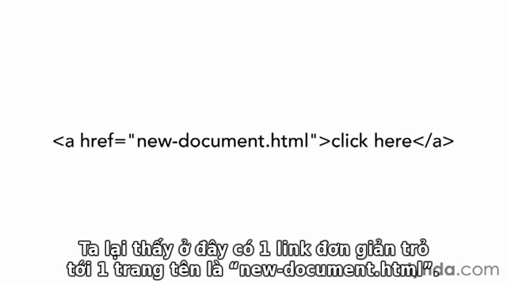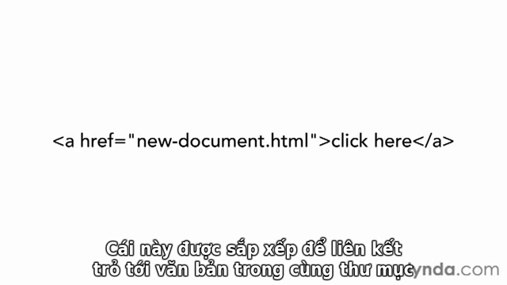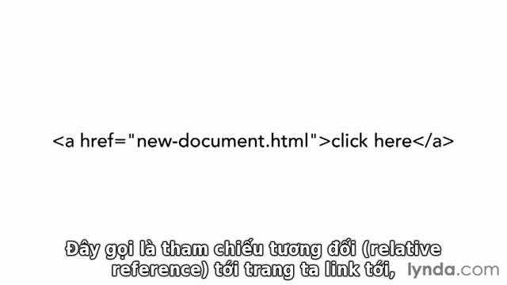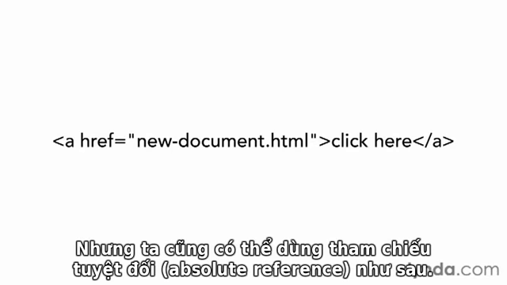So here, again, is a simple link pointing to a web page called newdocument.html. This is structured so that the reference points to a document within the same directory as the page containing the link. This is what's known as a relative reference to the web page we're linking to, because it defines how to get to the page from the current page location, not using the full page address.